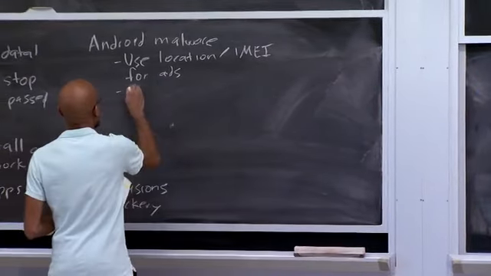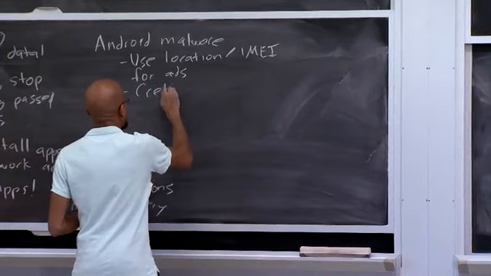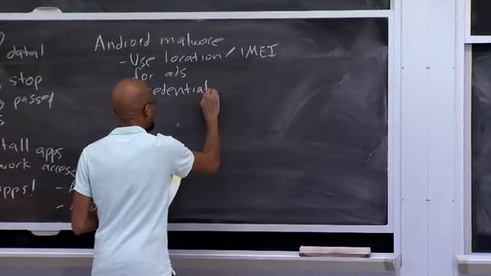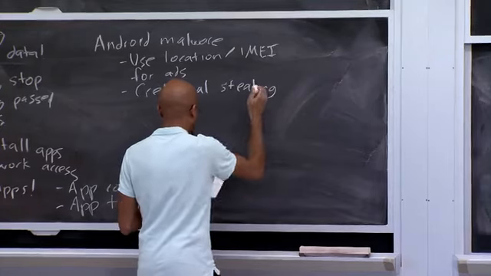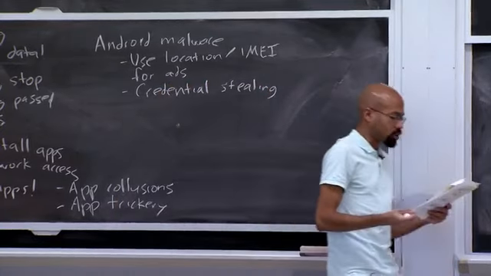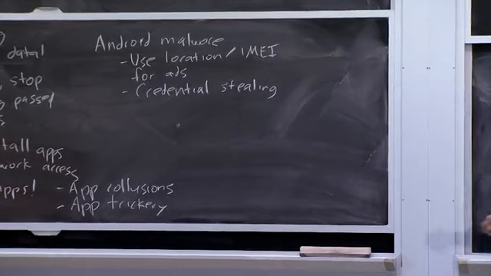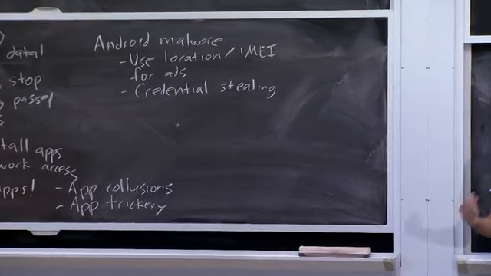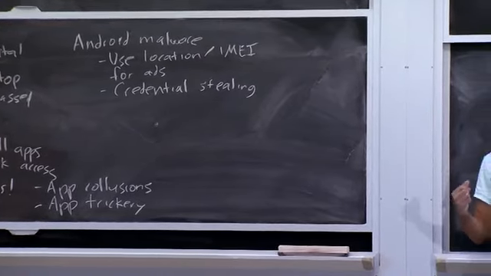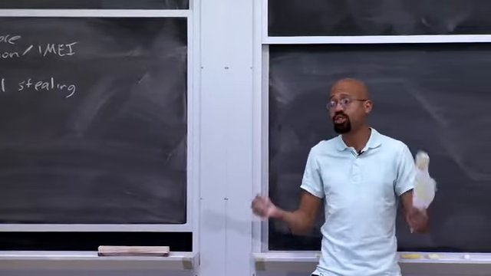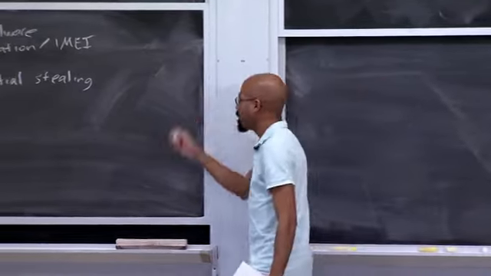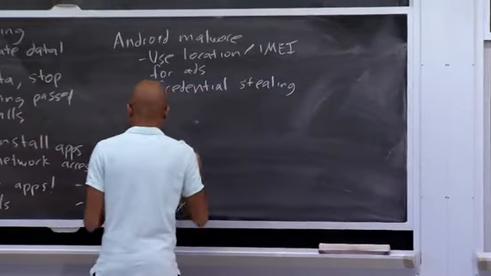Another thing that malware might try to do is steal your credentials. For example, it might try to take your phone number, or it might try to take your contact list. It might try to upload those things to a remote server. Maybe that's useful for trying to impersonate you, for example, in a message that's going to be used for spam later on. There's malware out there that does things like this today.